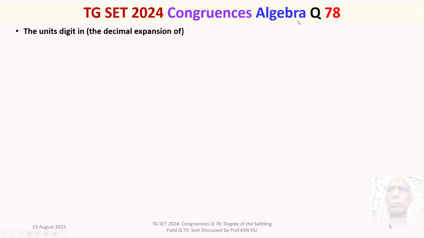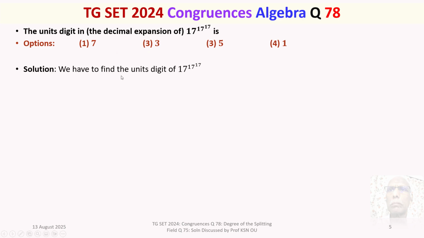This is question number 78 from the section Algebra related to congruences. The given question is: the units digit in the decimal expansion of 17 to the power of 17 to the power of 17 is, and we are given four options. Let's now discuss the solution of the problem in detail.